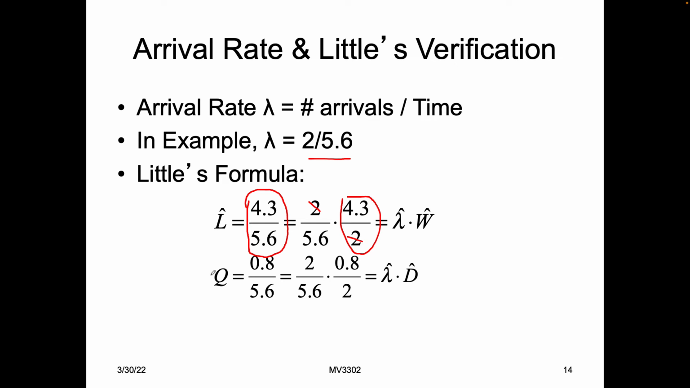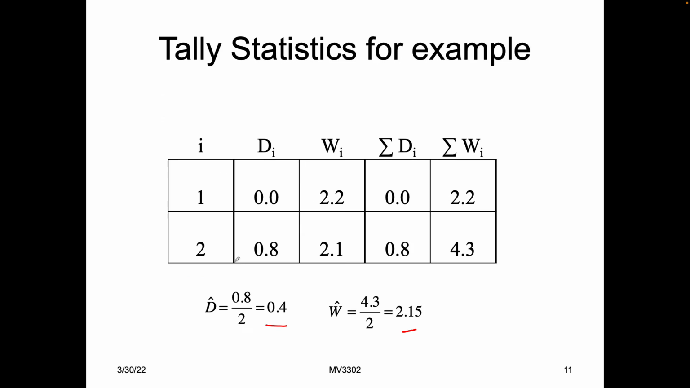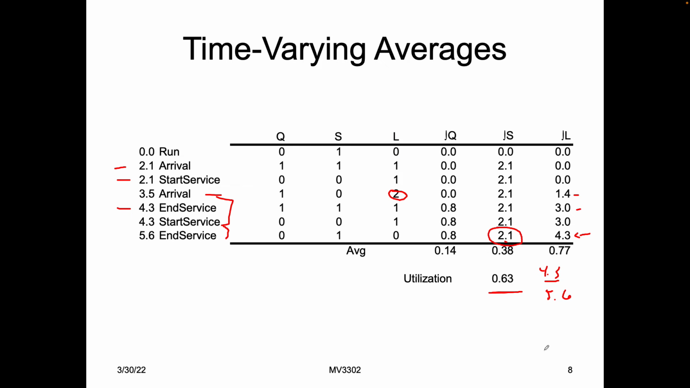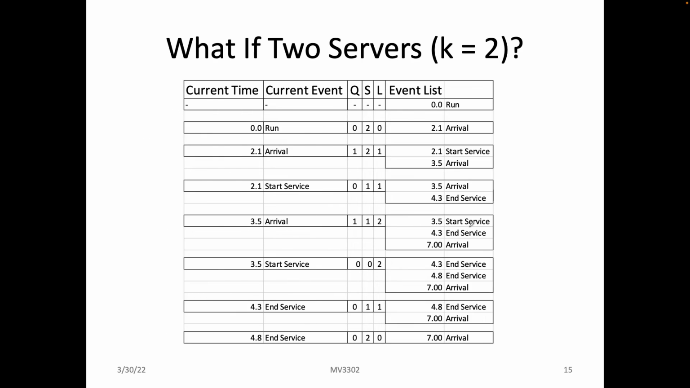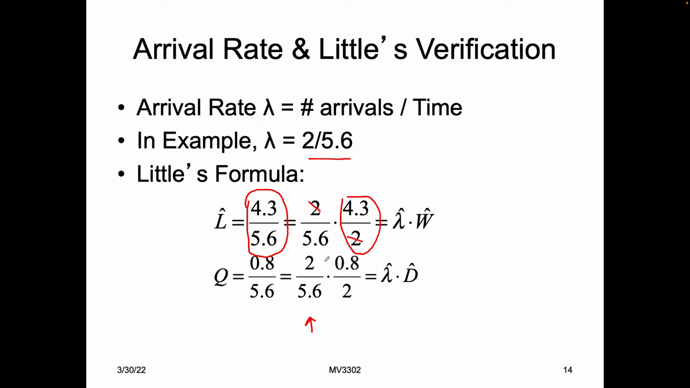And even now we can apply this to the queue itself, because we can look at the queue just as its own system. So the arrival rate to the queue was exactly the same as to the system. In this particular case, the average number in the queue, we didn't explicitly compute it, but as we saw back here, it was 0.8 over 5.6. And so again, the average delay in the queue was 0.8 over 2, and again, the 2's cancel out, and we get this exactly holding.